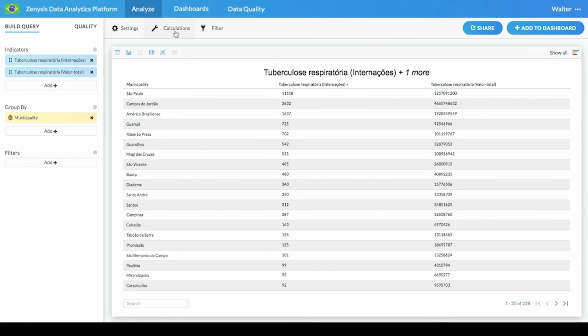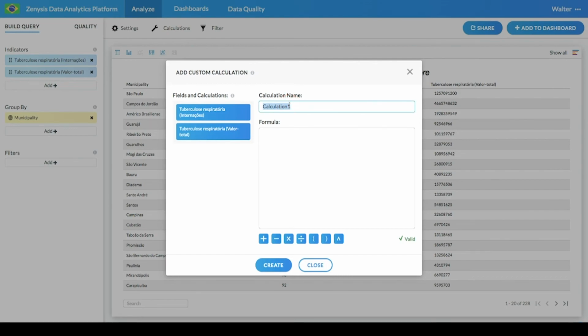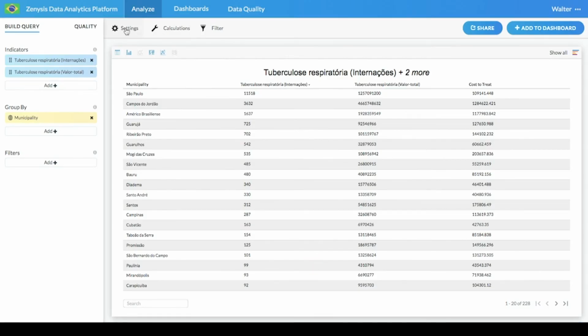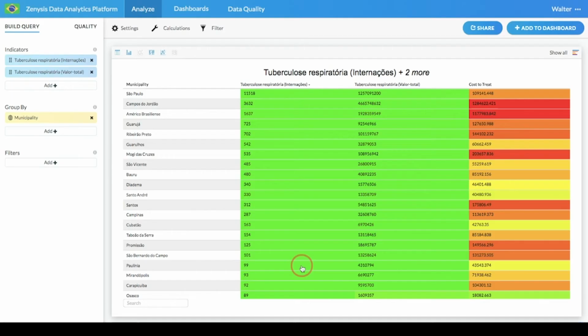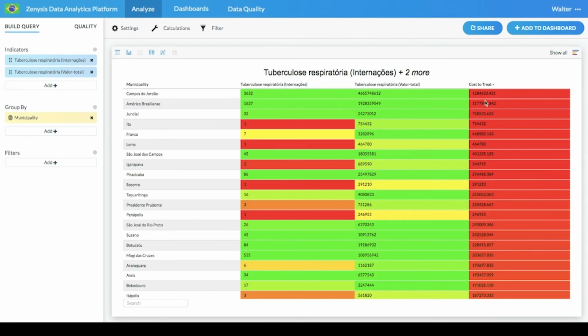We can create a third indicator to look at, for example, the total cost to treat tuberculosis for every municipality in the country. So we could say cost to treat, and then take the total financial spend on tuberculosis divided by the total hospital admissions as a result of tuberculosis. And now we've just created this brand new third indicator. And the reason why this becomes useful is because we can now use this to surface where we might have potential outliers in the data.